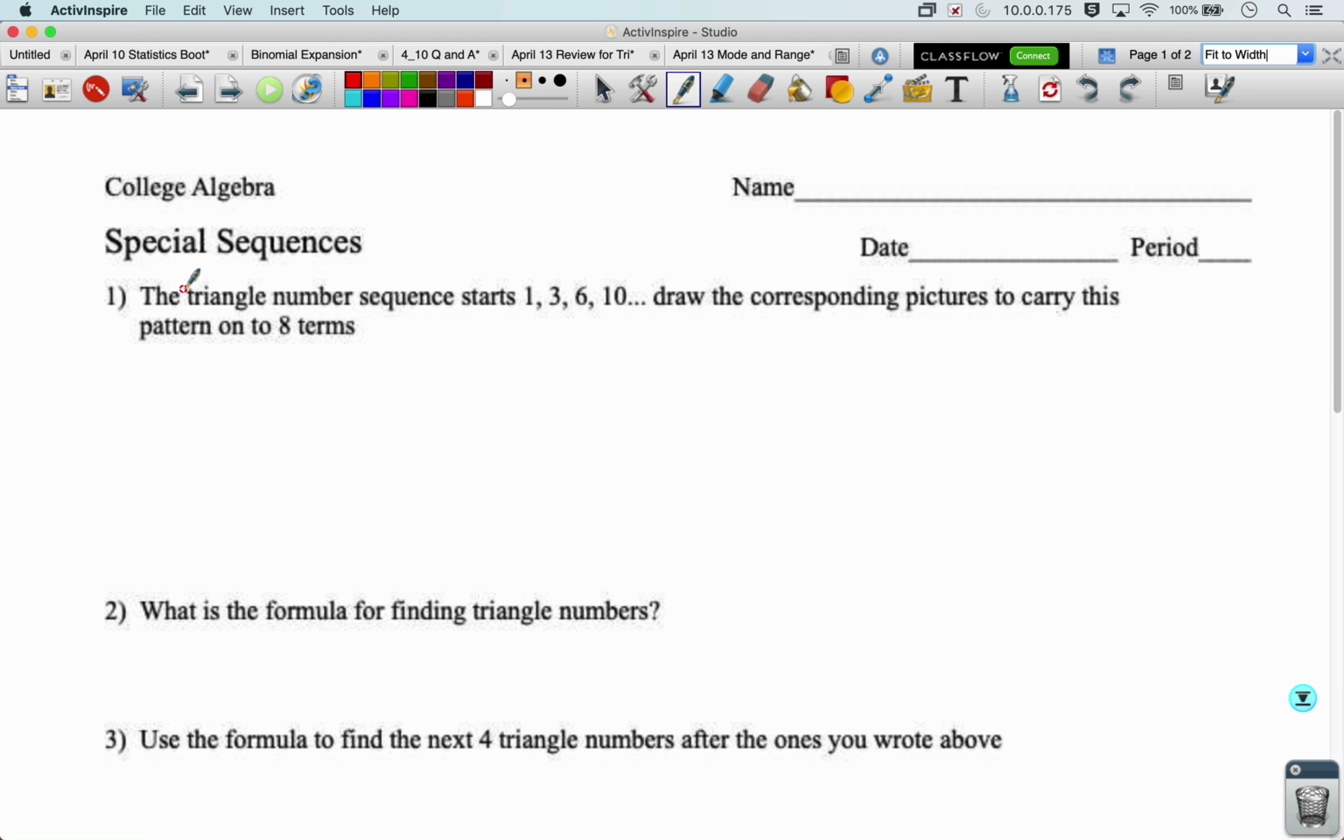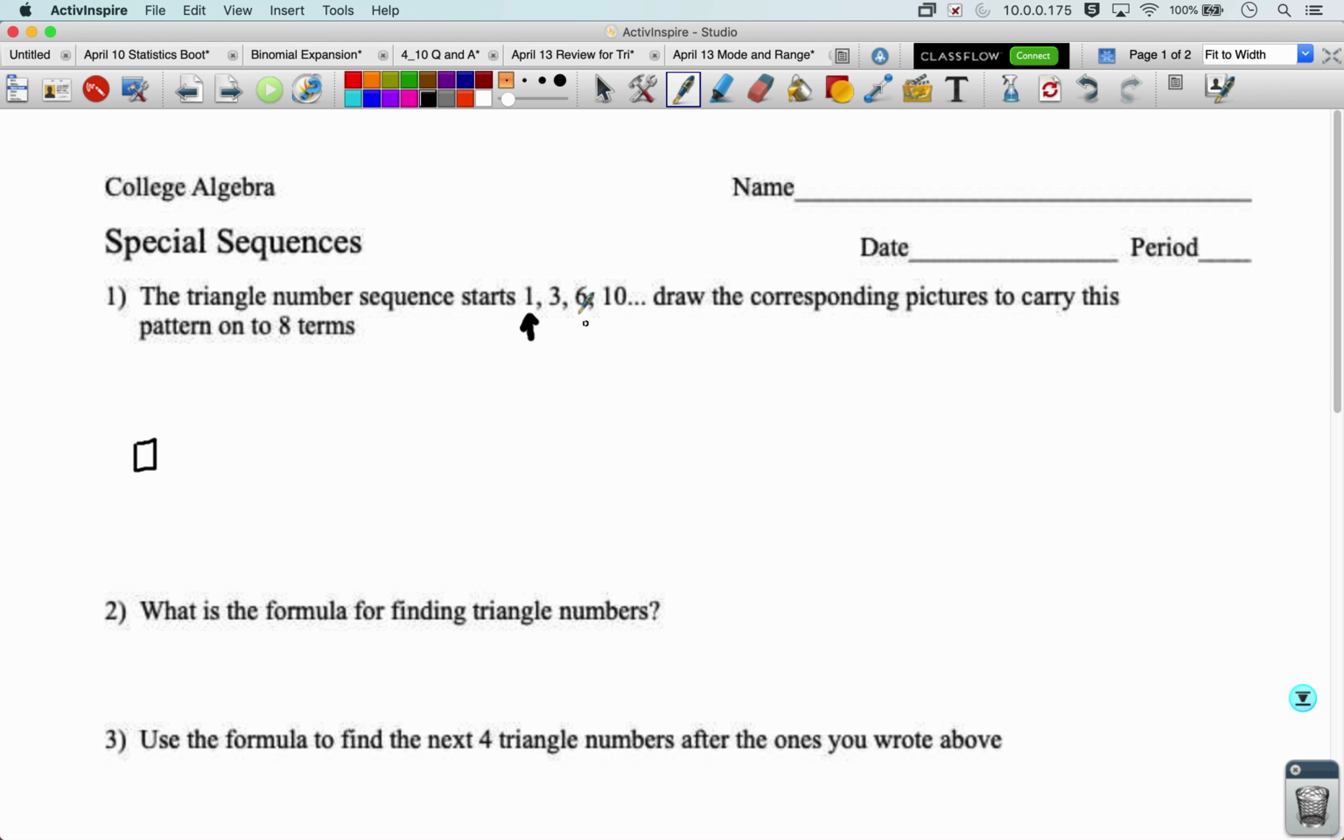The triangle numbers start 1, 3, 6, 10. Draw the corresponding picture to carry this pattern on to 8 terms. So why they're called the triangle numbers is it's the number of blocks you would need to make a triangle as tall as the number's position in the sequence. So for the first number in the sequence, how many blocks do we need to make a pyramid 1 block tall? Well, it's just 1 block.